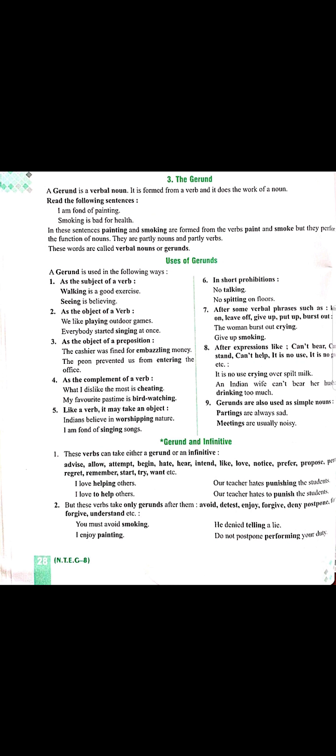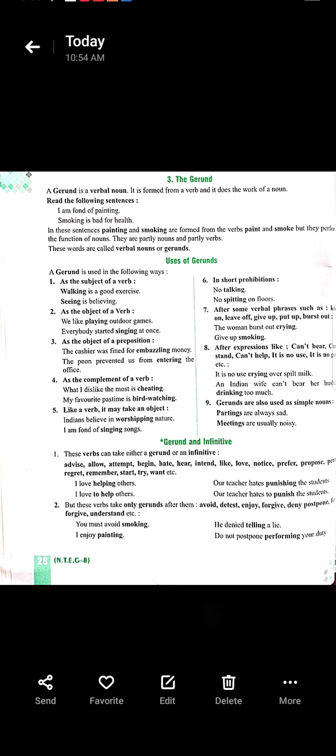Like a verb, it may take an object as well. Indians believe in worshipping nature. What do Indians believe in? Worshipping nature. So it may take an object here and behave like a verb as well.